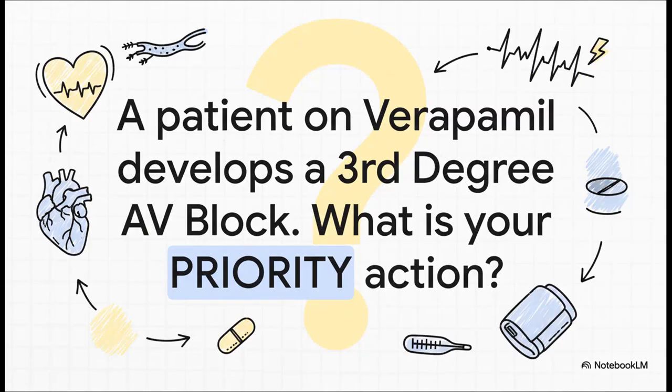All right, let's put it all together with one last NCLEX-style challenge. You've got a patient taking Verapamil. That's a non-DHP that slows down the heart's electrical system, remember? And now their EKG shows a complete third-degree AV block. What is your absolute first priority nursing action? You've got to think through the drug class, its specific effects, and your role. The priority here is to hold that next dose and notify the provider immediately. That's how you keep your patient safe.